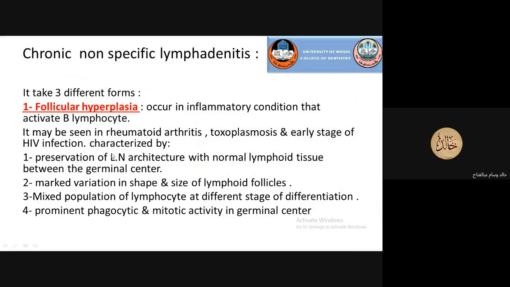In follicular hyperplasia, we will have preservation of the lymph node architecture with normal lymphoid tissue between the germinal centers. We have lymphoid follicles variable in size and shape. We have a mixed population of lymphocytes at different stages of differentiation. And also we have prominent phagocytic and macromitotic activity in the germinal center.